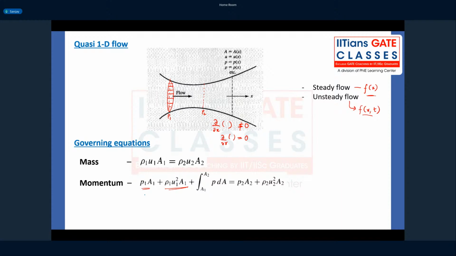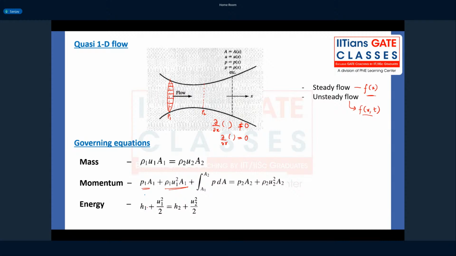It is basically Newton's second law: the rate of change in momentum is equal to the net force applied. And what is the force here? You have the pressure force, the body force, or any other force acting on the surface or on the volume. So force is equal to change in momentum. And we have the energy equation, which says that the total energy always remains conserved: h plus u squared by 2 is constant, where h is the enthalpy.